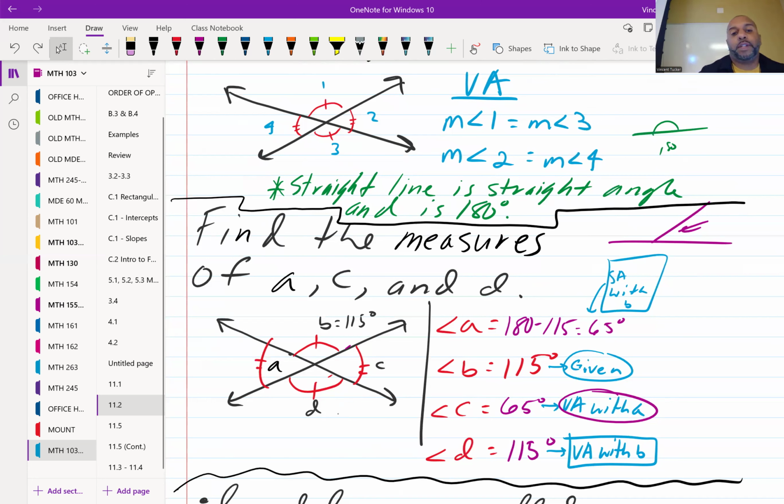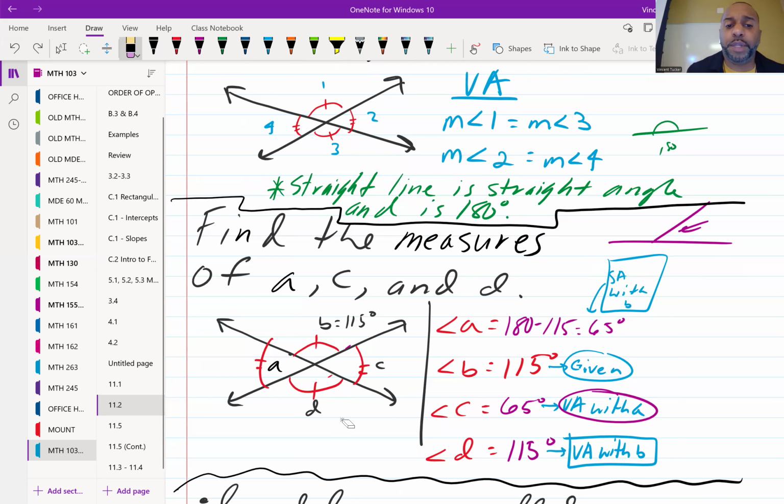All right, so we're going to find the measures of A, C, and D. Now keep in mind, when you have this type of diagram, you wouldn't have these red markings that I put up there. You just have your X, and they assume you know that A and C are equal, B and D are equal, because you have lines that are intersecting. They will create the vertical angles. I'll put them back though.